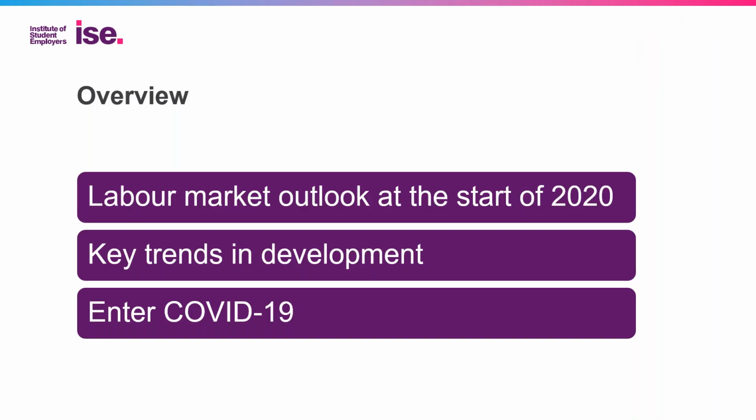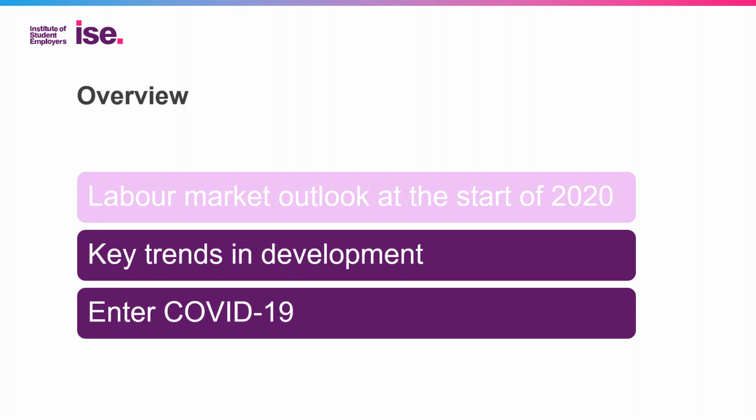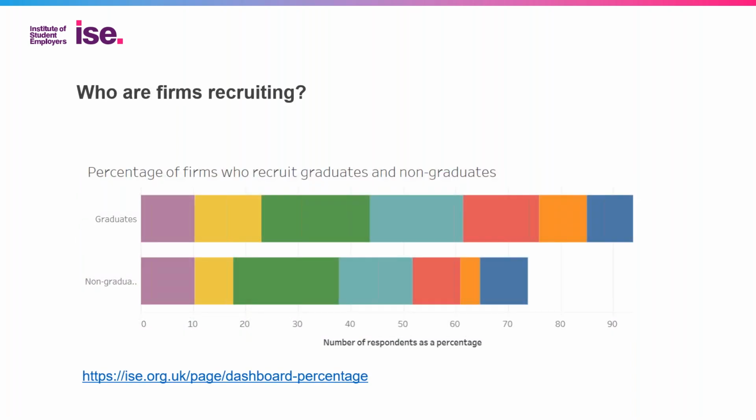So what I'm going to cover is a little bit about the labour market outlook at the start of the year. I'm then going to move on to look, using largely our development survey, at development, and then I'm going to talk a bit about COVID-19. So let's start with where we were at the beginning of the year.